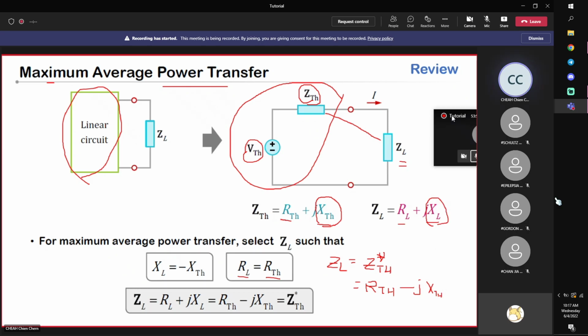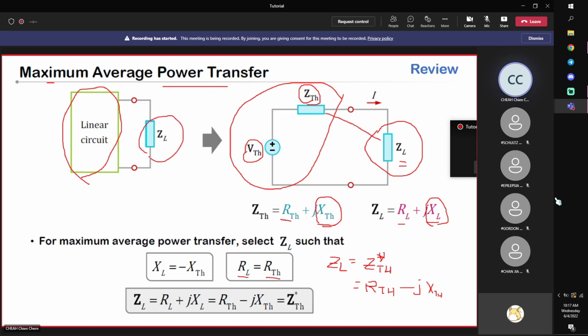Take note, it reverses the sign, meaning that positive becomes negative, but if it's negative, then it will become positive. So this is called the matching condition for maximum power transfer. It means that in order for your load to get maximum power from your circuit, this is the equivalent form. I must design the load so that it matches ZTH. In what way? ZL must be equal to the complex conjugate of your ZTH. Then maximum power will be drawn.